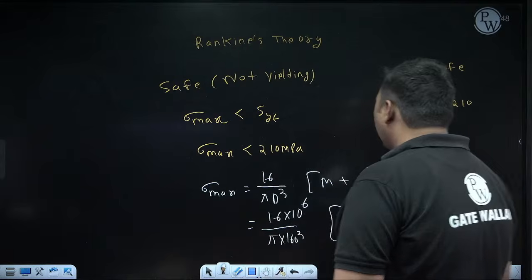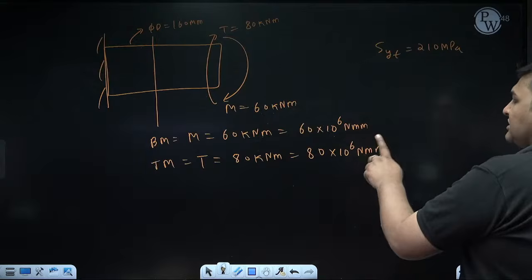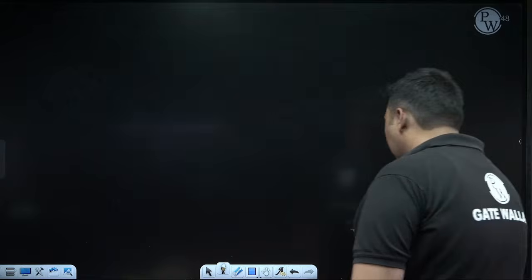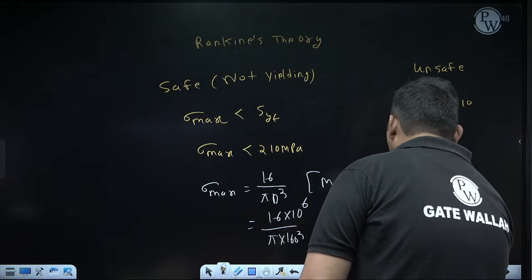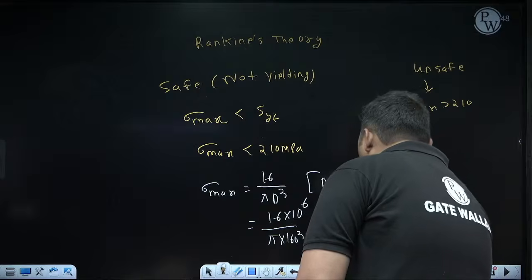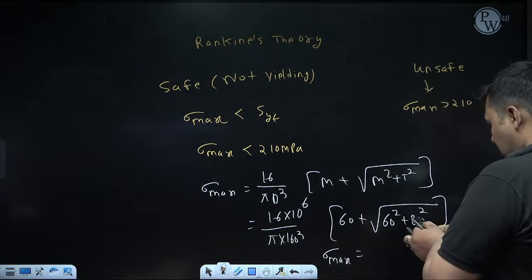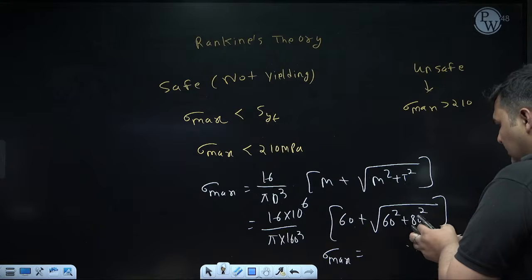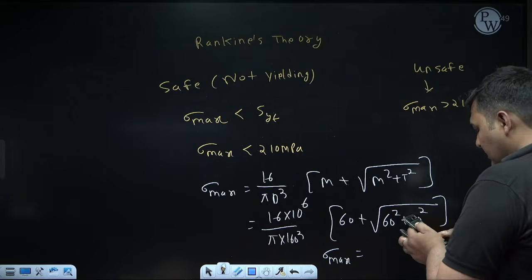Now put the values apart from 10 to the 6. In M, 60 is coming and in T, 80 is coming. So it will be 60 plus root over 60 square plus 80 square. Calculation is your part. How much sigma max is coming for this case? It is 60 plus root over 60 square plus 80 square, into 16 into 10 to the 6 divided by pi times 160 cube. Is it coming?